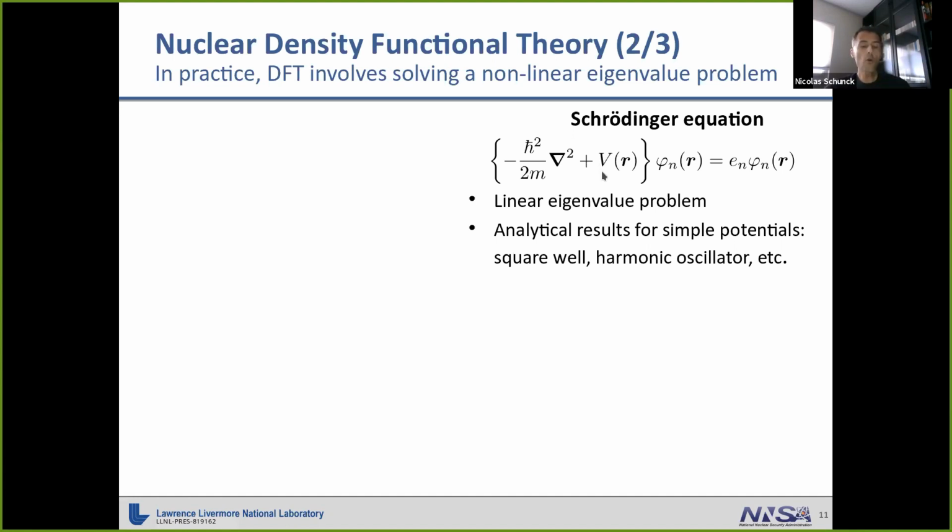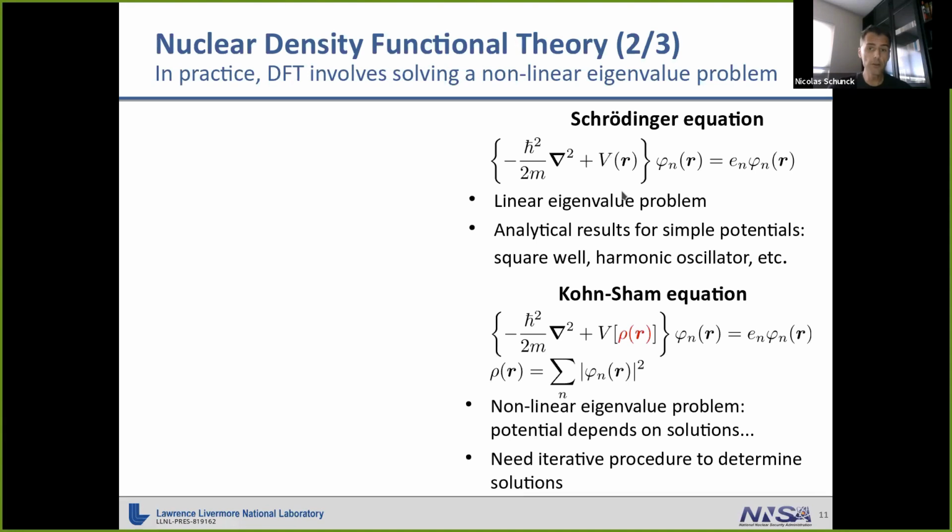The core equation of DFT is the Kohn-Sham equation, which looks pretty similar. It's written here at the top, right there where my mouse is. The difference is that the potential now depends on the density of particles, and this density of particles is the sum of the squares of the wave functions. And what that means is it's not a linear eigenvalue problem anymore. It's a nonlinear one. The potential that defines the operator depends on the solutions, which means you need an iterative procedure to determine those solutions.